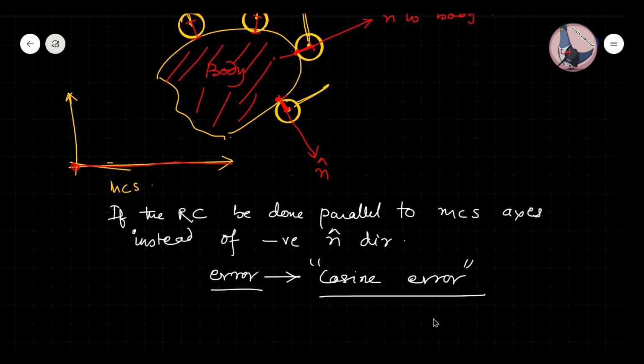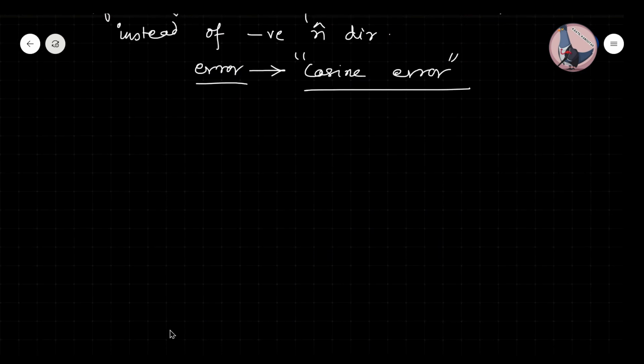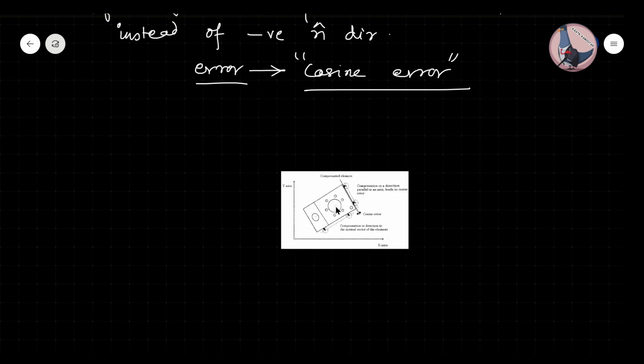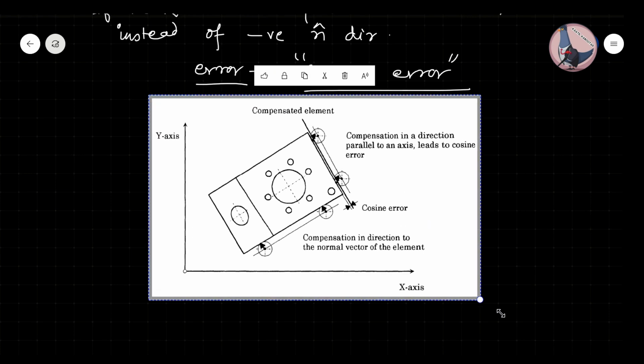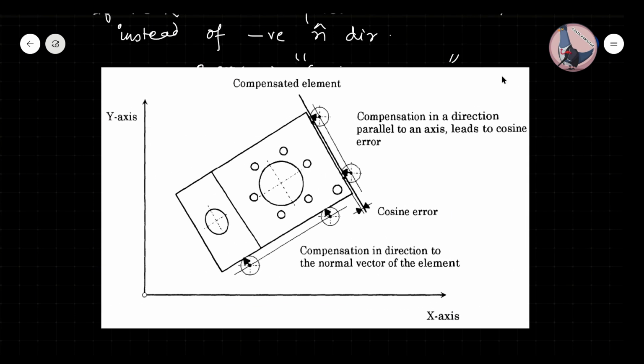Sometimes it can be asked what is the major cause of this cosine error. So it is wrong direction adjustment of the radius. As simple as that. I can show you a pretty good drawing for this. See, this is the same thing I was talking about. Suppose this is the job, and this is the radius of the ball. If you adjust the radius parallel to this axis, which you can understand is wrong, then the error you will get will be your cosine error.